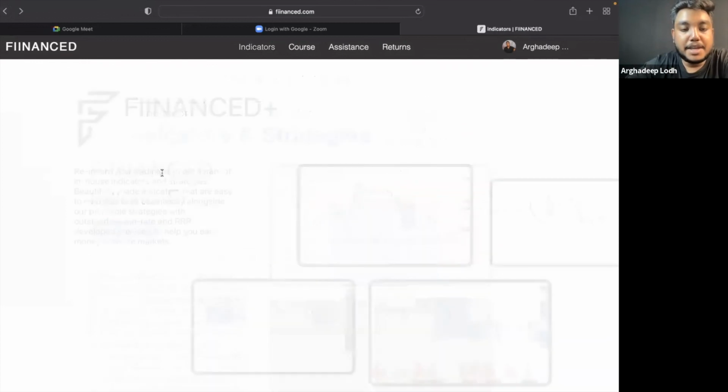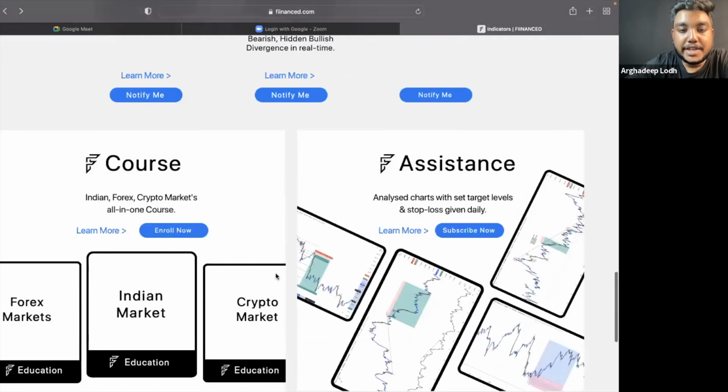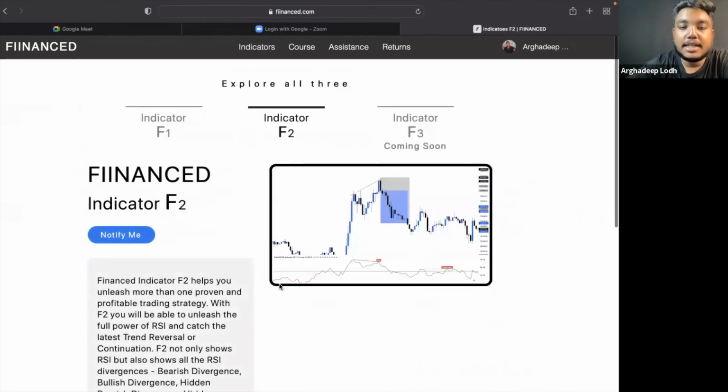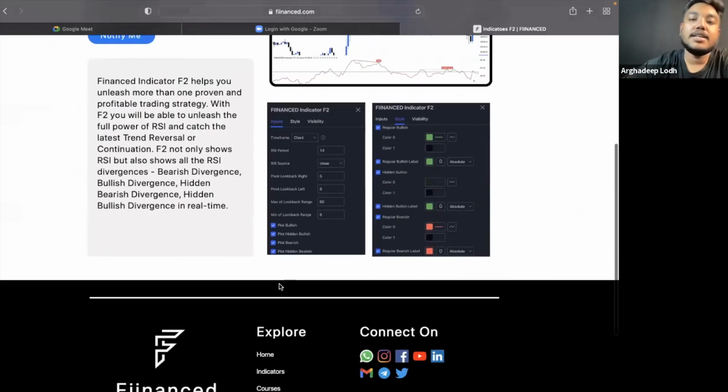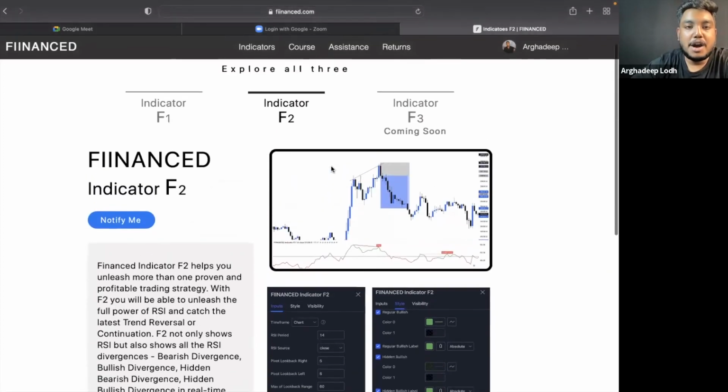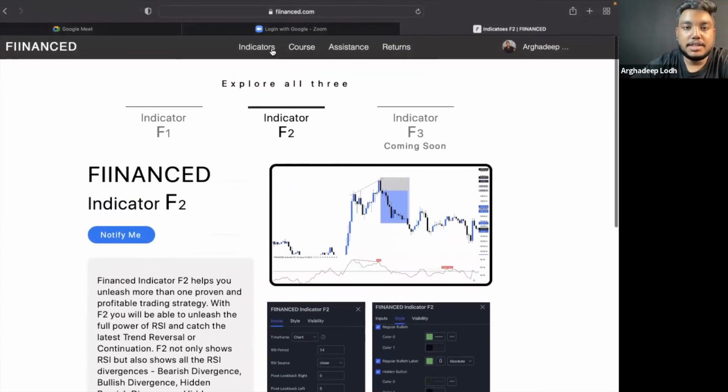Same here, you can check this. This is F2. Maybe some of you know what RSI is. So this indicator directly shows it; you don't have to figure out where the RSI divergence is. This indicator uses smart intelligence. It will automatically show where the RSI divergence is. The indicator will automatically show you the RSI divergence here, you won't have to search for it. So this is about the indicator.